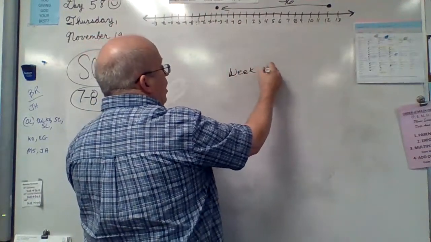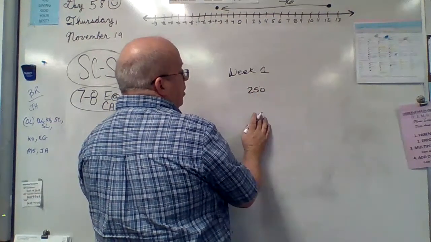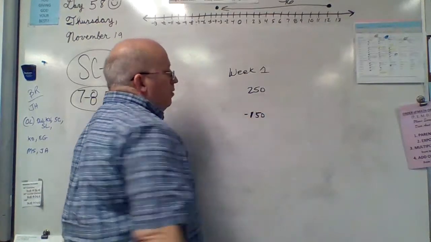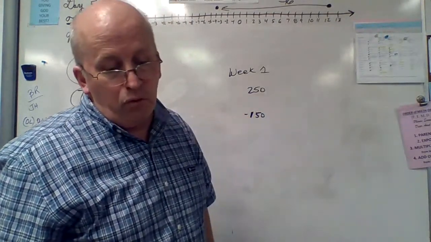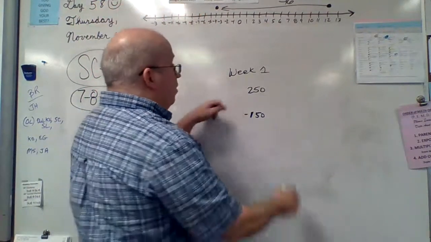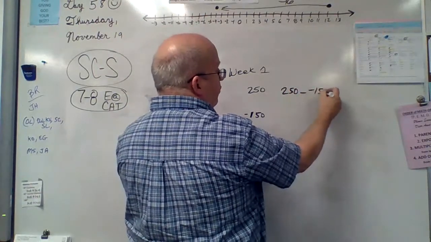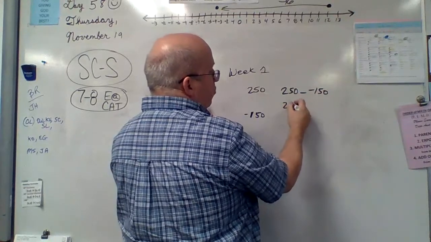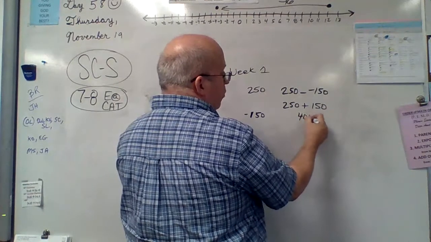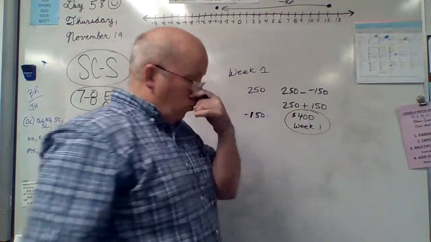Look up here. Let me show you how that's done. The blue bar goes up to 250, and the red bar goes down to negative 150. They want to know the difference between those two numbers. Difference means a subtraction problem. So I'm going to take 250 and subtract from it the negative 150. Subtracting a negative is really adding the opposite of the second number, and that gives me a total of 400. So week one has a difference of 400.